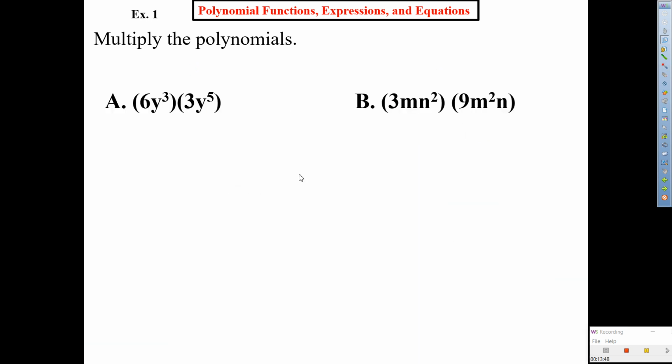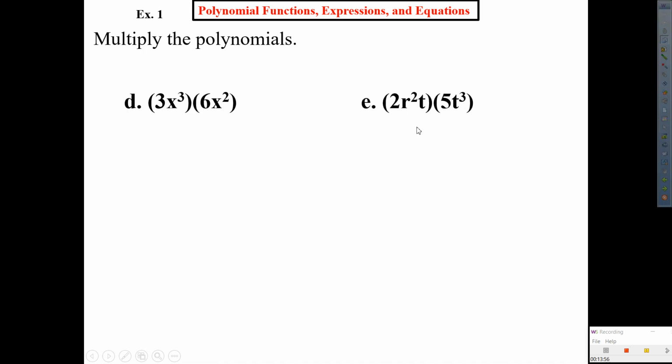Let's do another one. You should be able to do these next ones by yourself. Example D and E. 3x cubed times 6x squared. And part E is 2r squared t times 5t cubed. I'll give you some time for that. So, all right, check with the neighbors, see what they got for parts D and E, and then we'll have Rylan get us started. Parts D and E. All right, I think we got it.